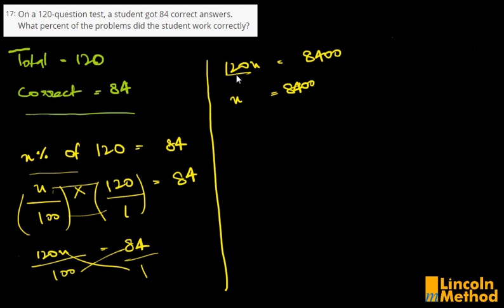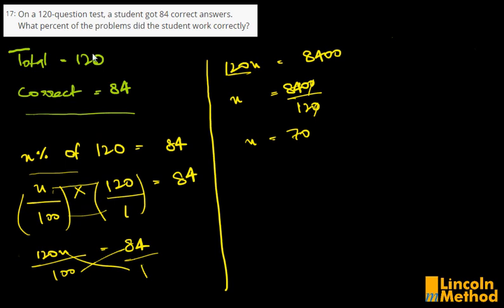I'm going to shift this 120 that we have right here to the other side of the equals sign, and since it's being multiplied by x here, it's going to be divided once we shift it. Since we need to solve for x, we'll make x the subject. Let's cancel out the zeros first, and we're left with 840 over 12, and 840 divided by 12 gives us 70. So x equals 70.